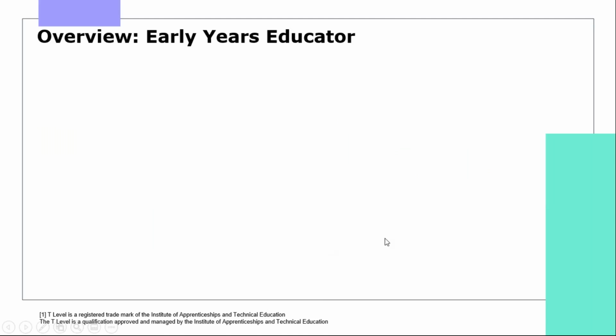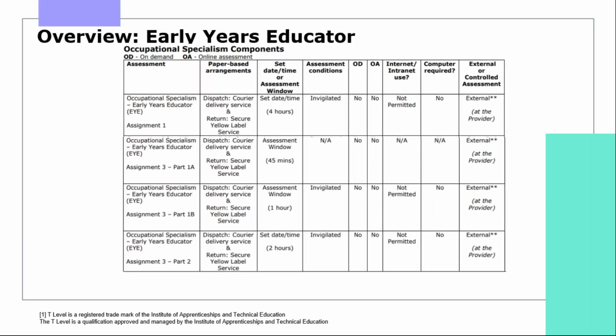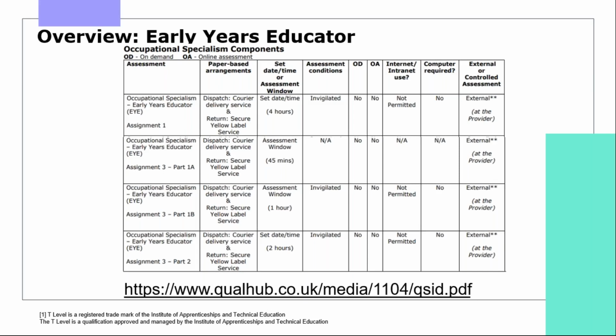We've put the relevant information from this document onto this next slide to give you a one-page overview of each of the assessment components for the early years educator and assisting teaching specialisms. So this first table shows the requirement for the EYE assignments 1 and 3. Both of these assignments are externally set and marked and take place under invigilated conditions at your centres. You might find it useful to pause the recording for a minute to go to the website for this document or make a note of any important information from this slide.